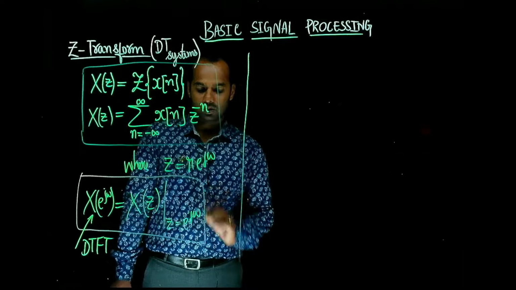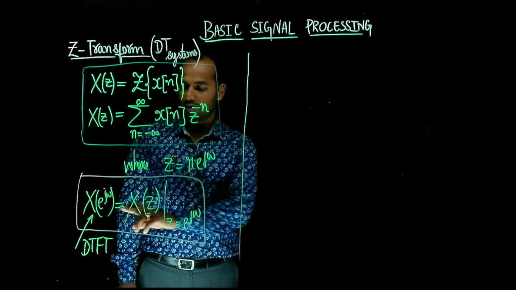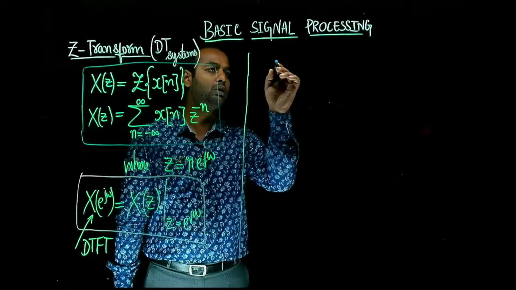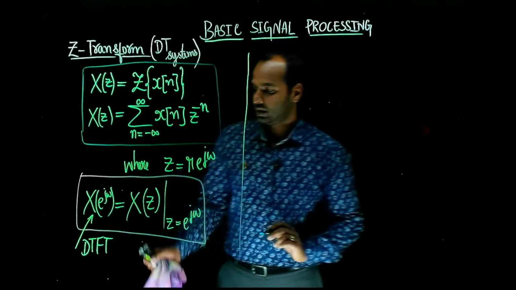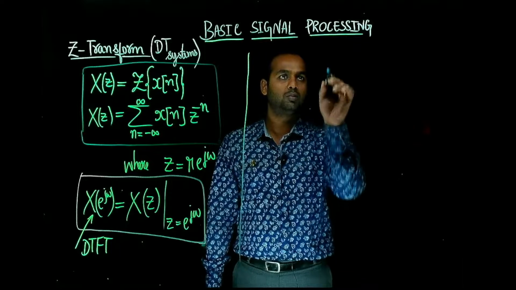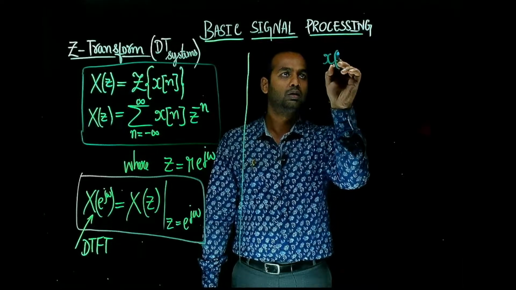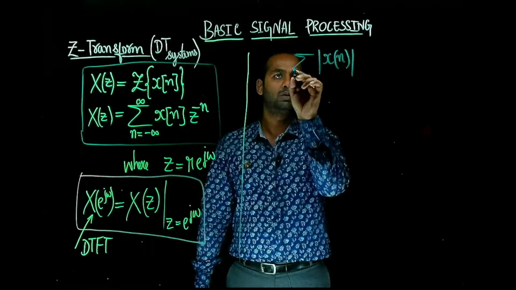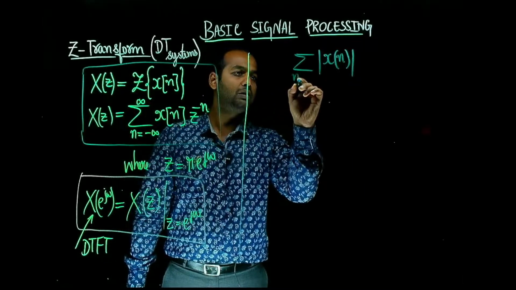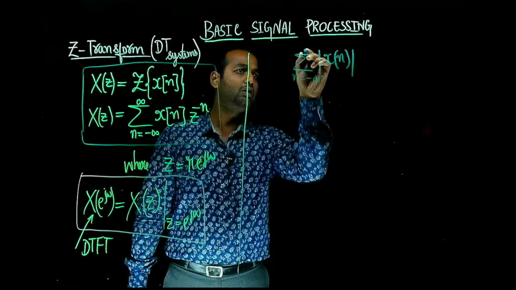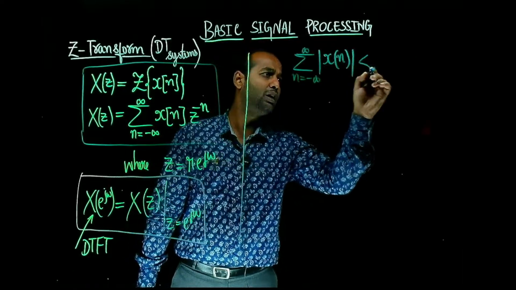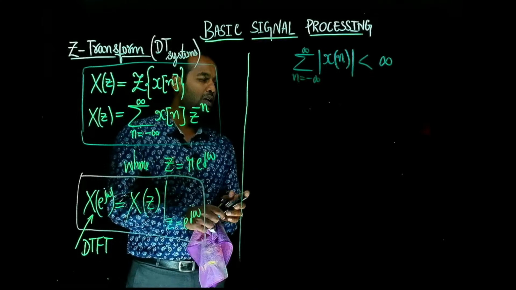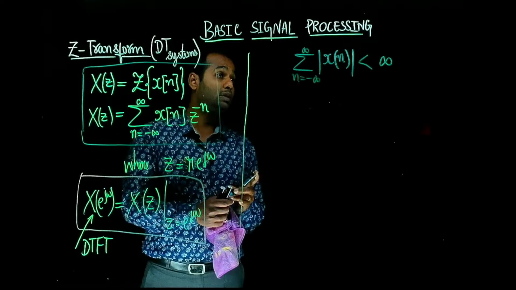Okay, we have developed a relationship between discrete time Fourier transform and Z transform. Very important point is, for the existence of discrete time Fourier transform, your sequence must be absolutely summable. That means I take the absolute values of the sequence x of n and add the sample values all the way from minus infinity to plus infinity, and if I have the sum as finite, then DTFT exists.